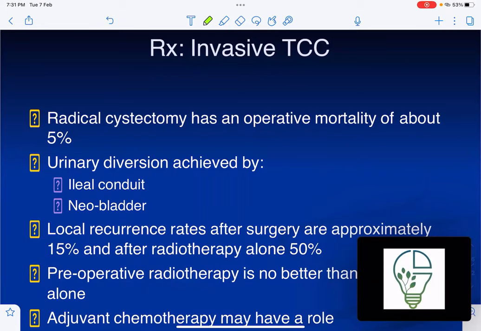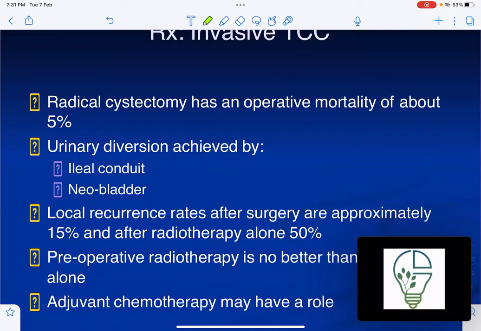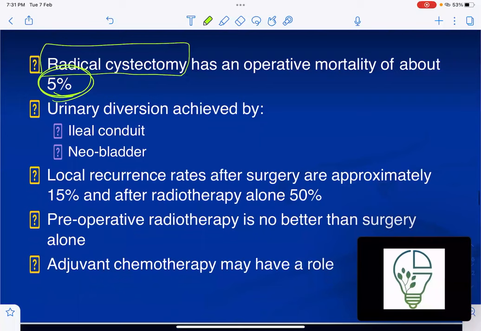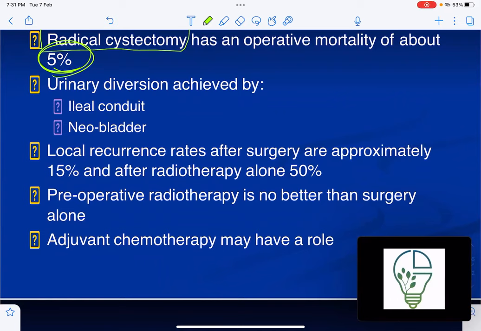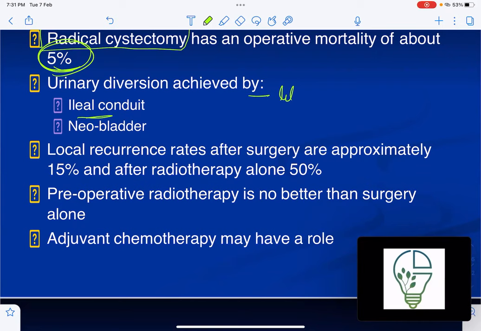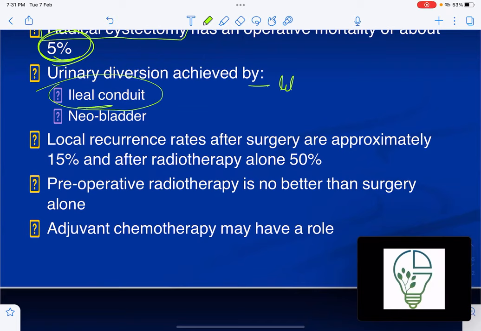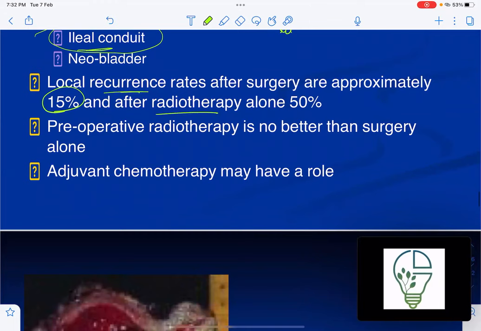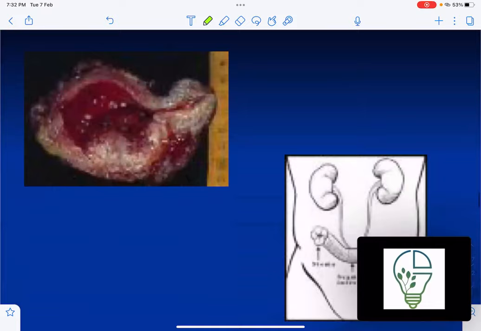Now we go to invasive transitional cell carcinoma. Radical cystectomy does have a complication, not side effect, complication. The mortality is 5%, and anything with a mortality of 5% is quite high. So we do need to weigh pros versus cons. What we do is we remove the entire bladder, we take the urethra, and we do a conduit, meaning we attach it usually through the ileum, or we create a new bladder from the tissue of the colon itself. Mostly nowadays we go with an ileal conduit because it is the easier one. And recurrence is 15%. If we were to just treat the patient with radiotherapy, the recurrence would be 50%. So compared to that, we're decreasing the recurrence to 15%. And preoperative radiotherapy is really not indicated. We can give chemotherapy along with it just to be sure.